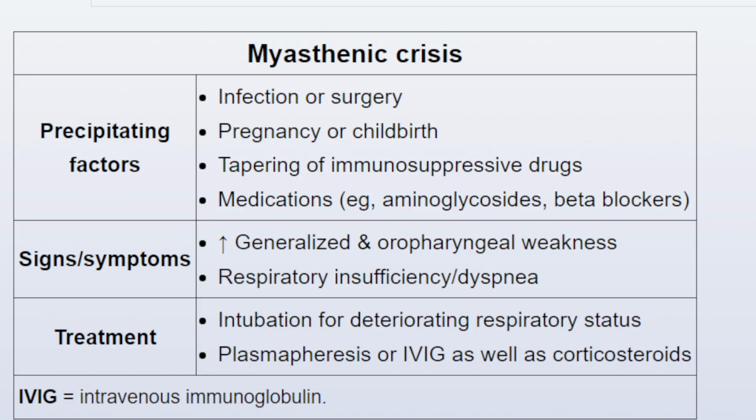The treatment is intubation for deteriorating respiratory status to manage the airways, and plasmapheresis as well as glucocorticoids. First you have to do intubation to prevent bronchoaspiration, pneumonia, or further complications. And then the second option is intravenous immunoglobulin or plasmapheresis. So USMLE CK wants you to know that.